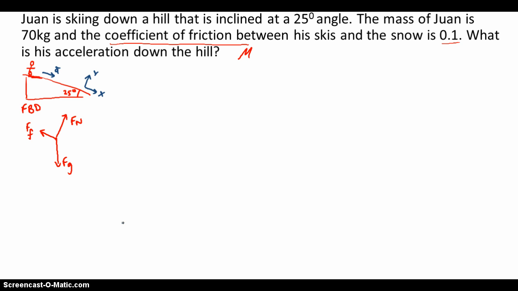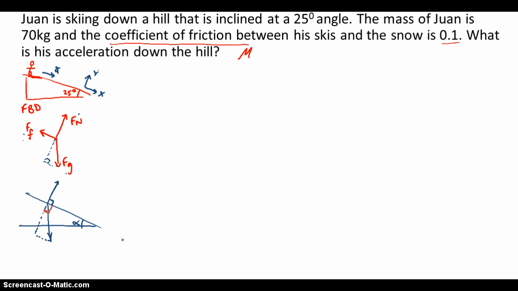So now we want to look at all of our forces: normal force, friction, and gravity, and decide if they're in the x or y direction. And if they're not, we've got to split them up so that they are in the x and y direction. So it looks like Fn is in the same direction as y. Force of friction would be in the negative x direction. But our gravity has a little bit in the y direction and a little bit in the x direction. So we've got to split that up into the x and y components.